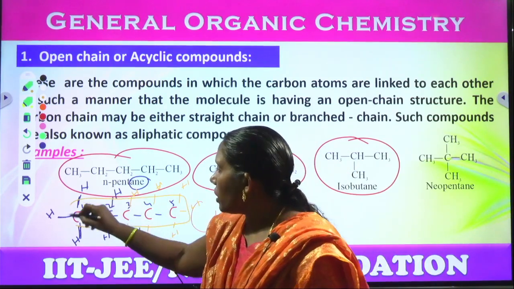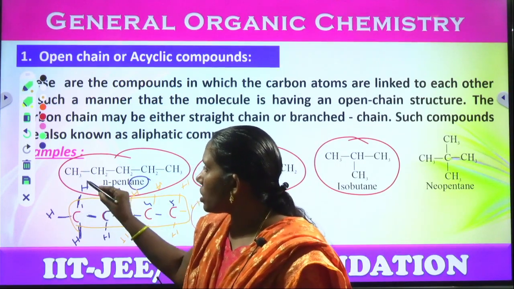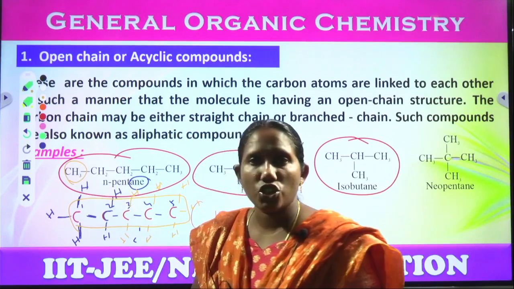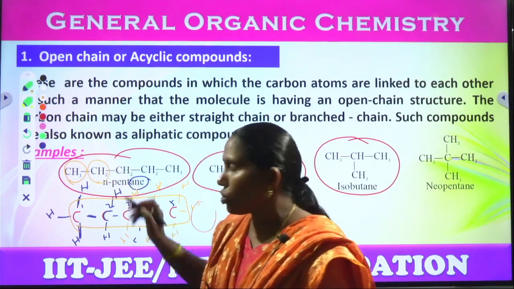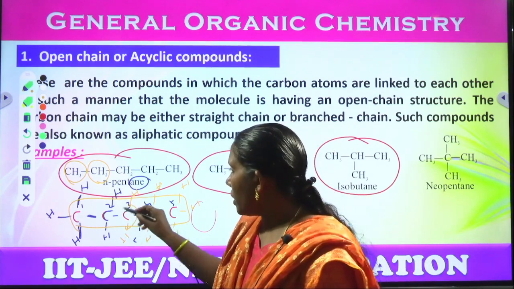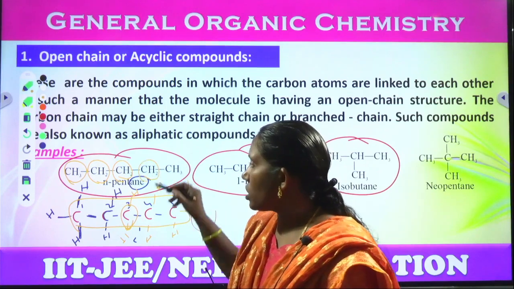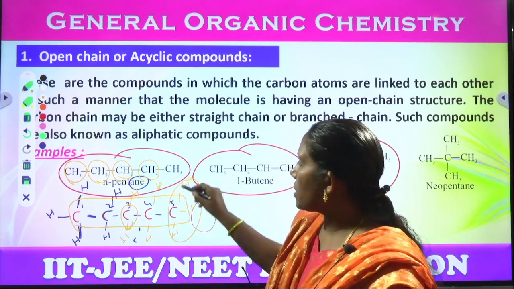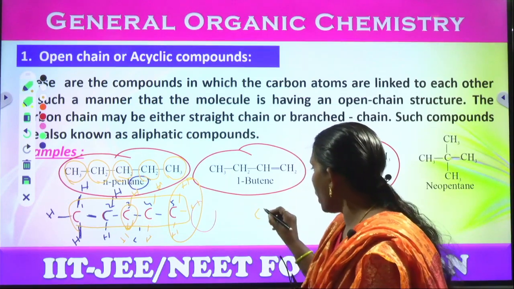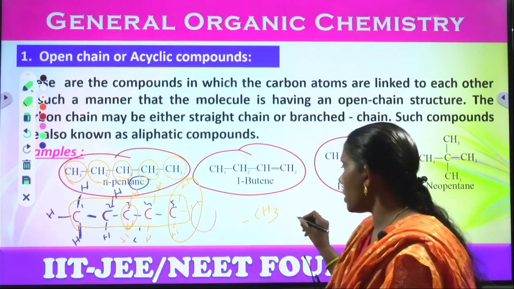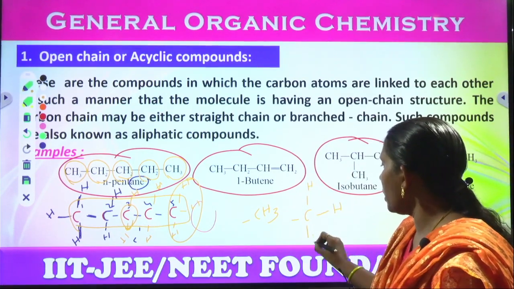Just observe how we wrote this structure. The first carbon has 3 hydrogens, so it is written as CH3. The second carbon has 2 hydrogens, so CH2. The third carbon has CH2. The fourth carbon has 2 hydrogens, so CH2. But the last carbon has 3 hydrogens, meaning CH3. That CH3, if you write it like this, is nothing but 1 hydrogen, 2 hydrogen and 3 hydrogen.